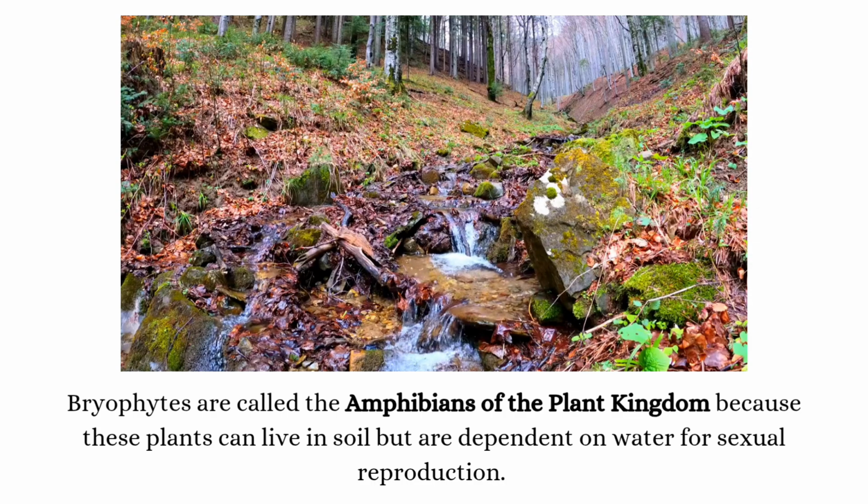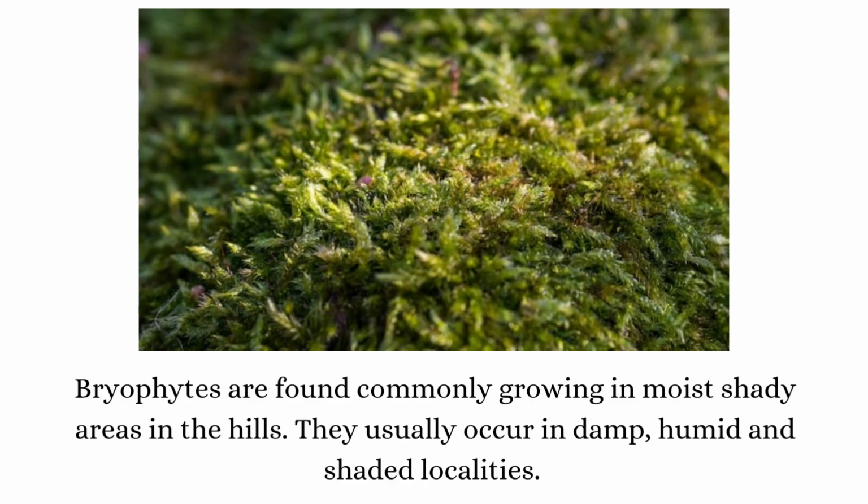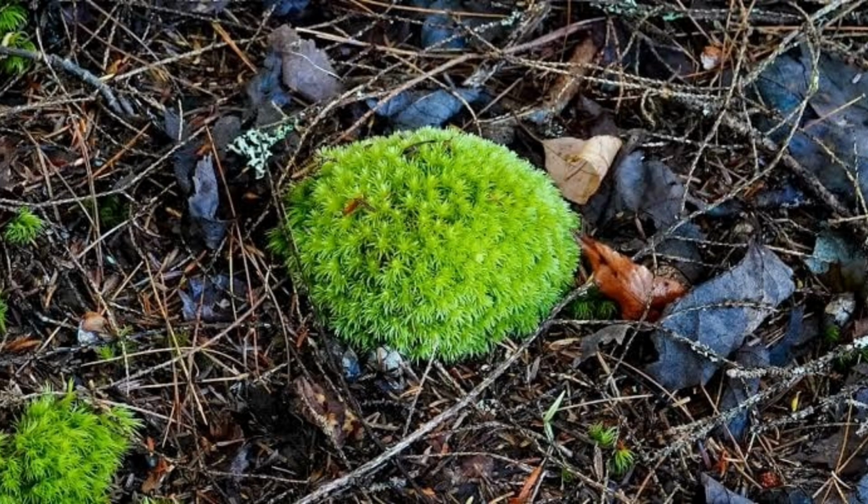They are often called the amphibians of the plant kingdom because, like amphibians in the animal kingdom, they require water for reproduction and survival. While they have adapted to life on land, they are still dependent on moisture for completing their life cycle. They thrive in some of the harshest environments on earth, like shaded and damp areas.